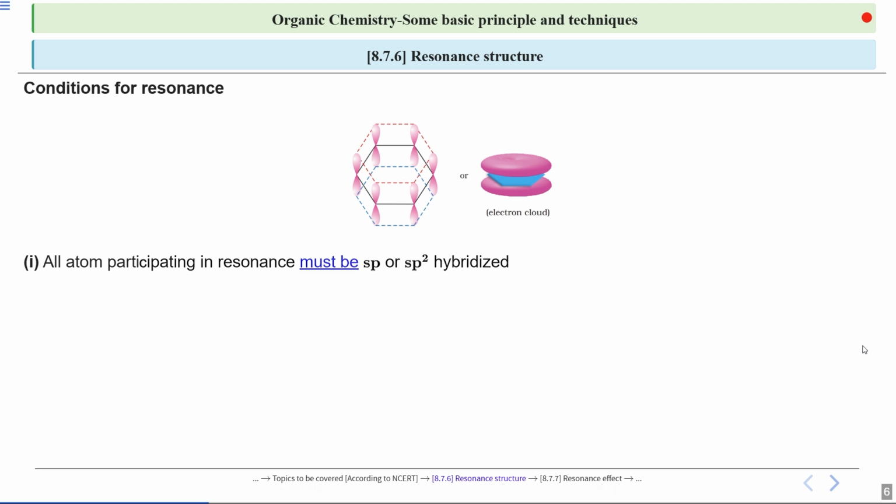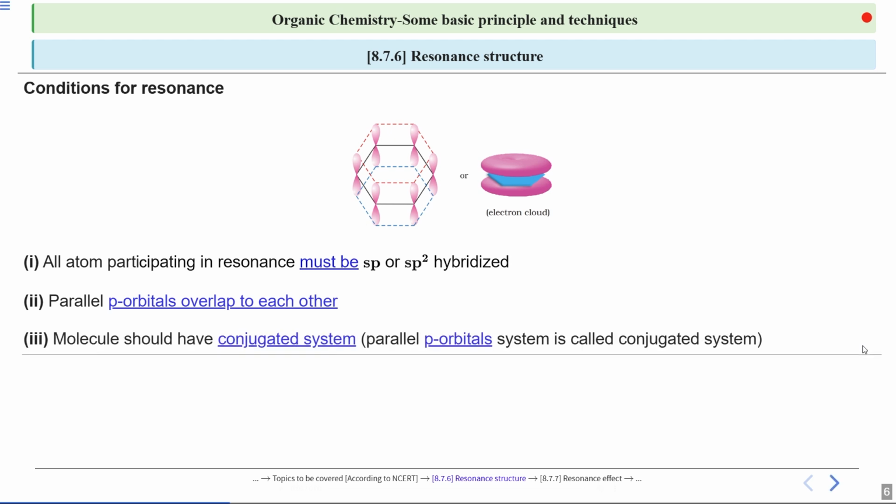Moving on to the second one. If this is true, then the second thing is all the p orbitals should be parallel to each other for their proper overlap. You know what side-on-side overlap is, and for side-on-side overlap, the orbitals should be parallel to each other. In this case, your parallel p orbitals will overlap with each other, and that will result in a conjugated system.